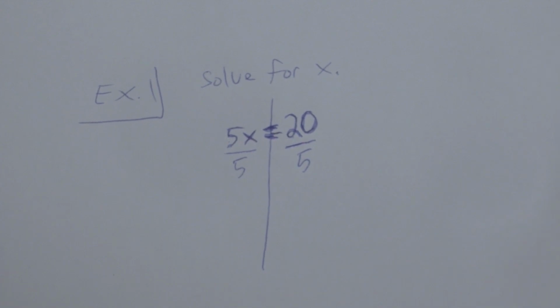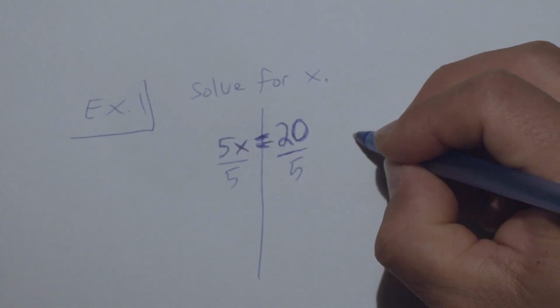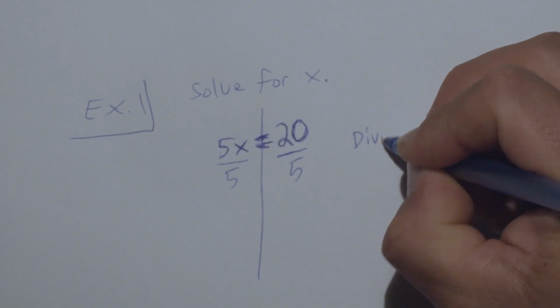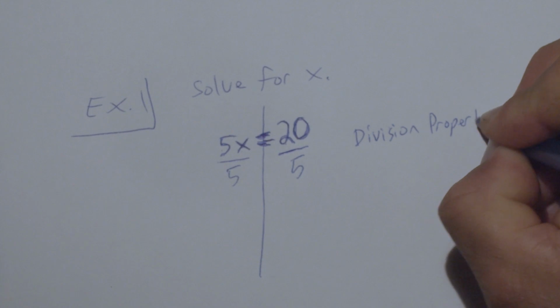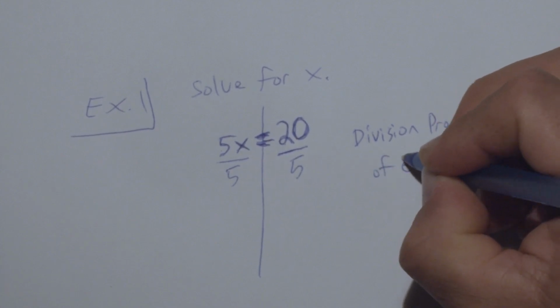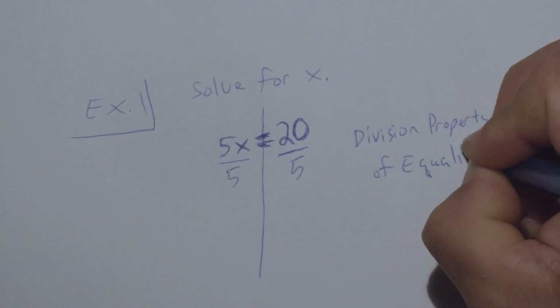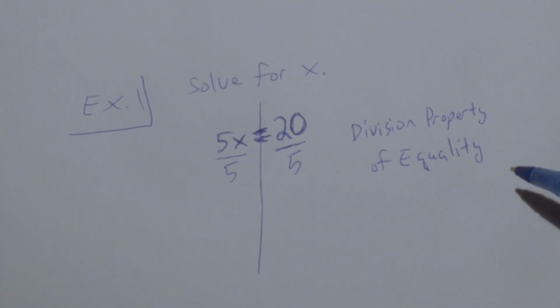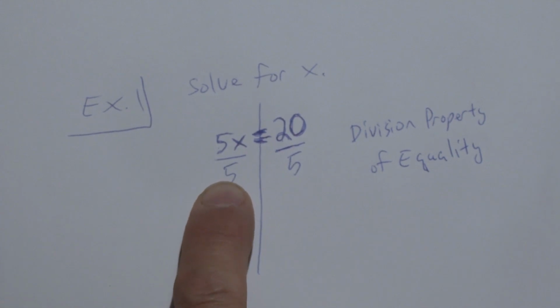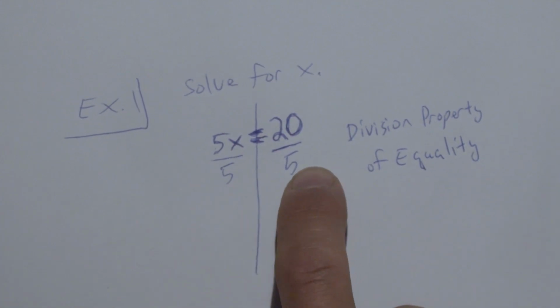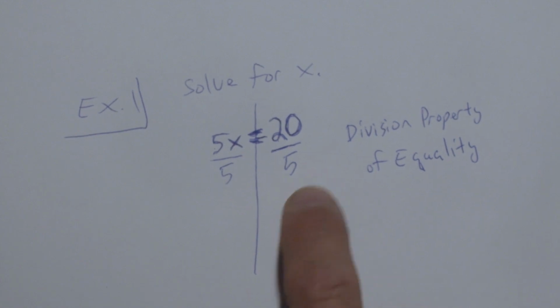But if we divide this side by 5, we have to also divide this side by 5, okay? And what we're doing right now is we're using the division property of equality. So this is the first time dealing with a property of equality, but it just states that if you divide one side of an equation by a number, you have to divide the other side of the equation by that same number, just so everything stays even, okay?